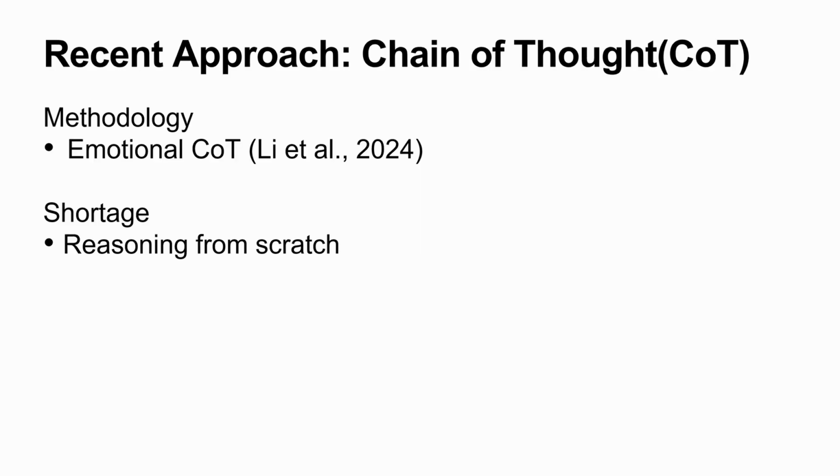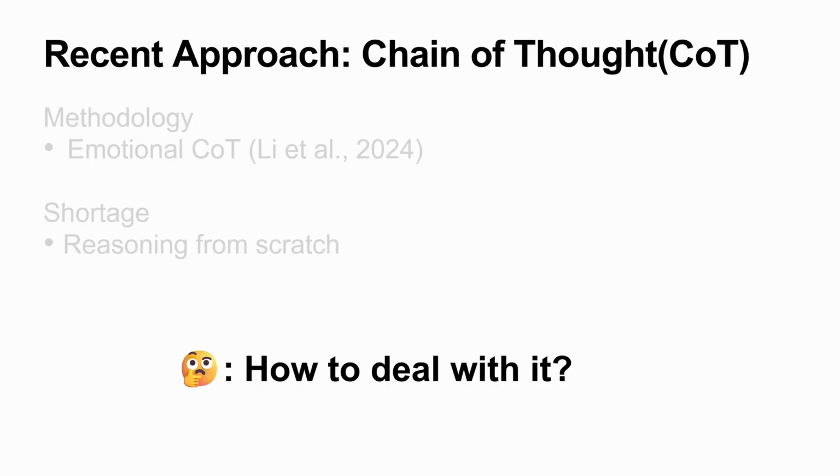While current methods like chain of thought reasoning enable models to articulate their reasoning processes, they have notable limitations. Specifically, CoT operates by reasoning from scratch without leveraging prior experiences or benefiting from successful cases. How to deal with it?